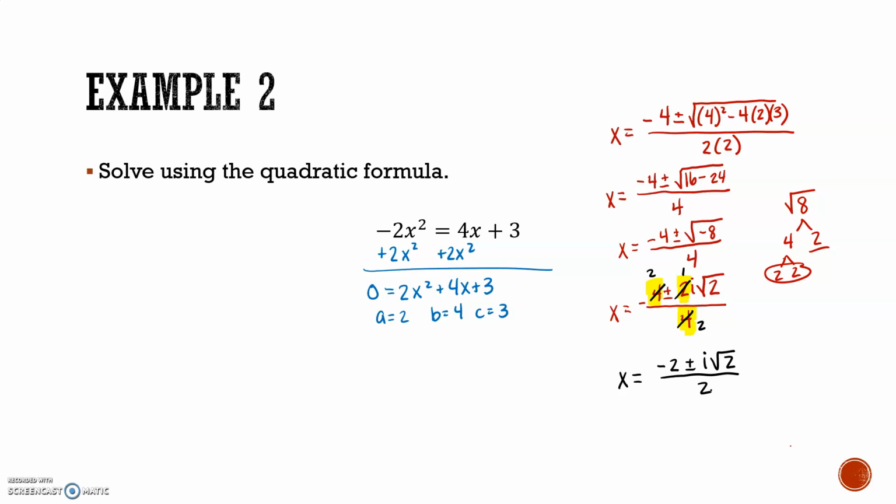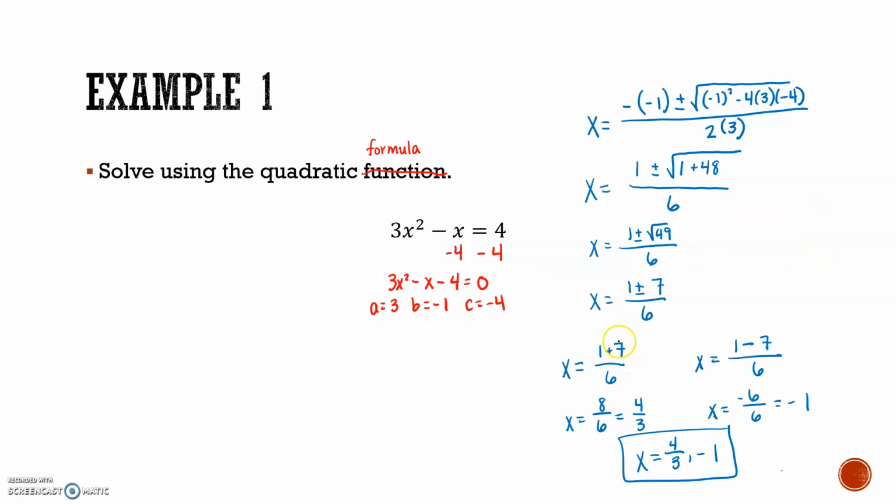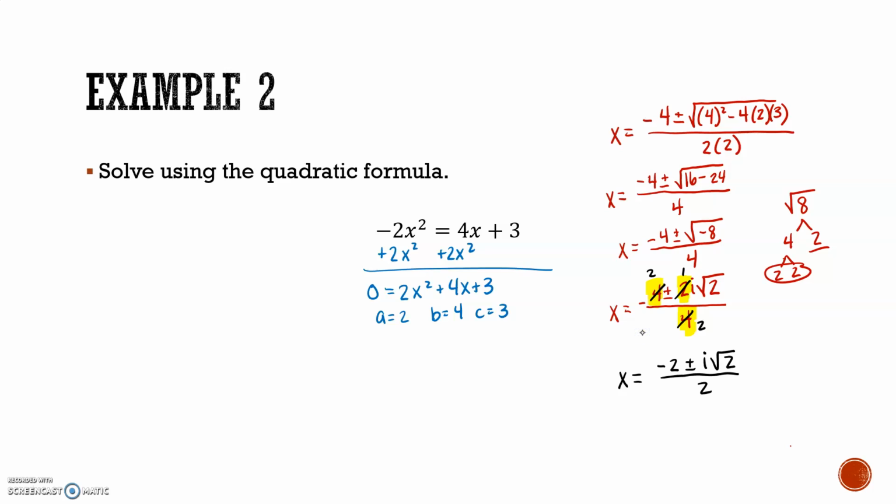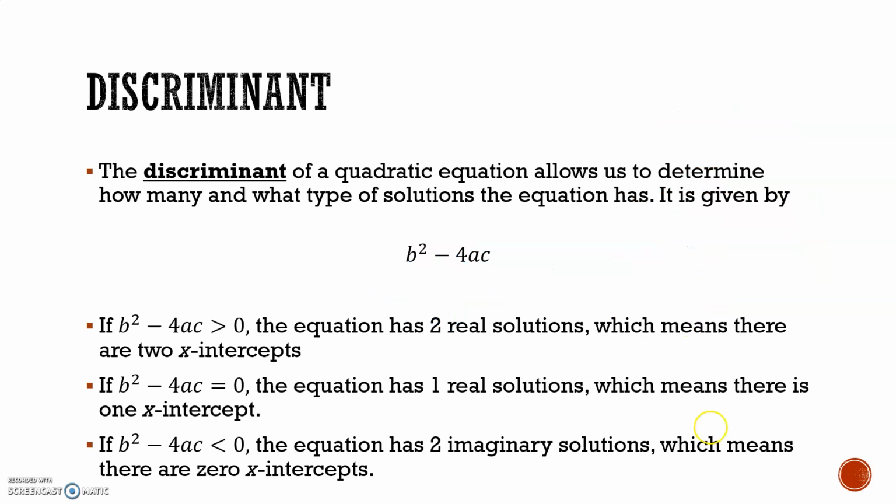And since over here we had to write it twice because this number here was a whole number, when we took the square root of 49, we got a whole number. Whereas over here, we had a radical left. So you can just leave your answer like this. You don't have to write it two times, x equals negative 2 plus i radical 2 over 2 and x equals negative 2 minus i radical 2 over 2. Just write it like that.